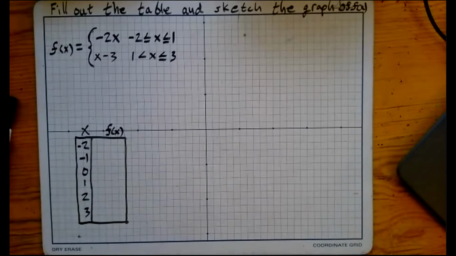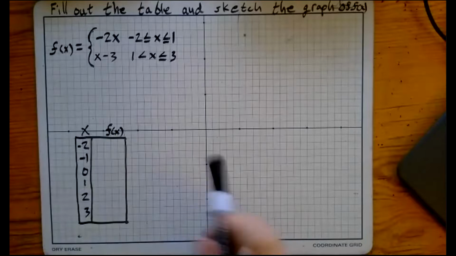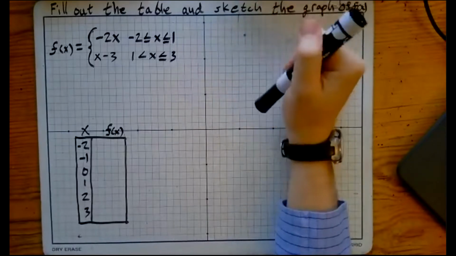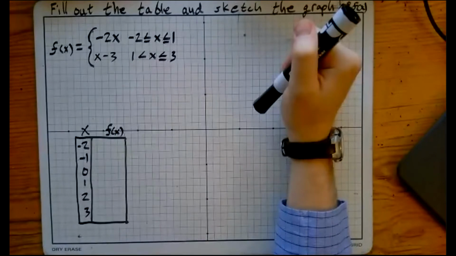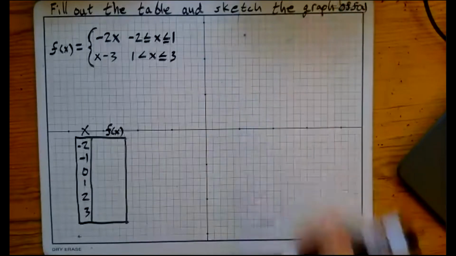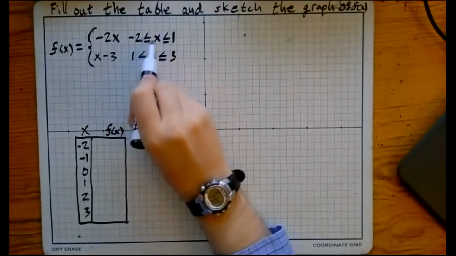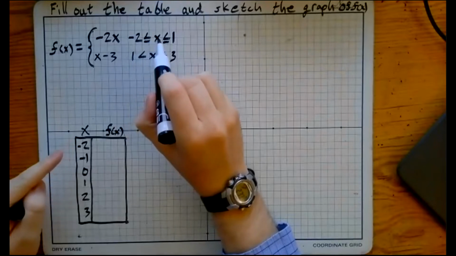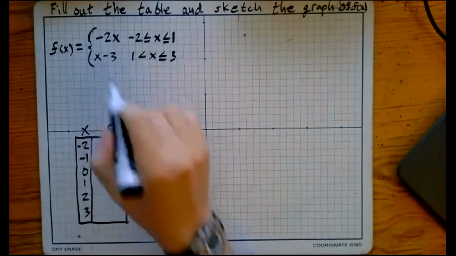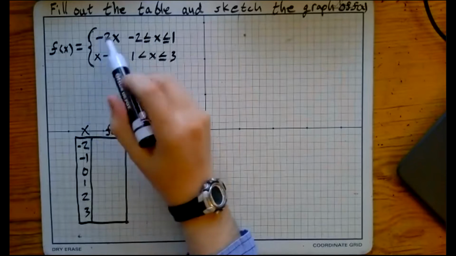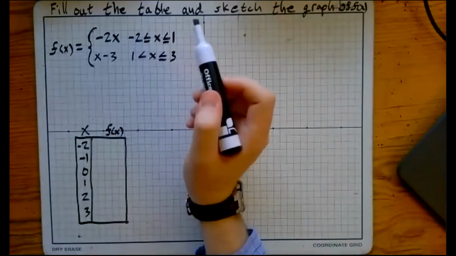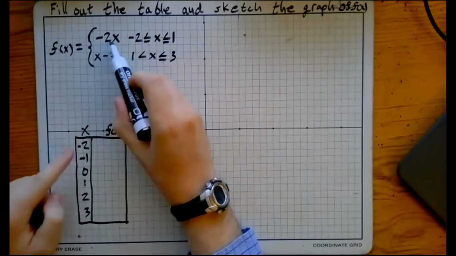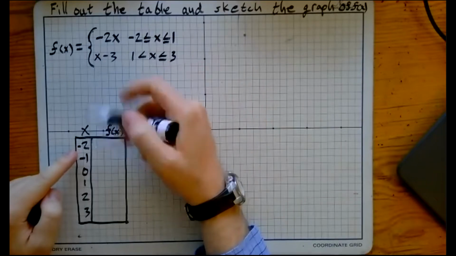All right. So, when x is negative 2, what rule will I use? Will I use the top rule or the bottom rule? The top. Yes. Here, our x is negative 2, and negative 2 is indeed less than or equal to negative 2. They're equal. So I'll plug negative 2 into this rule. What is negative 2 times negative 2? Positive 4. Exactly.